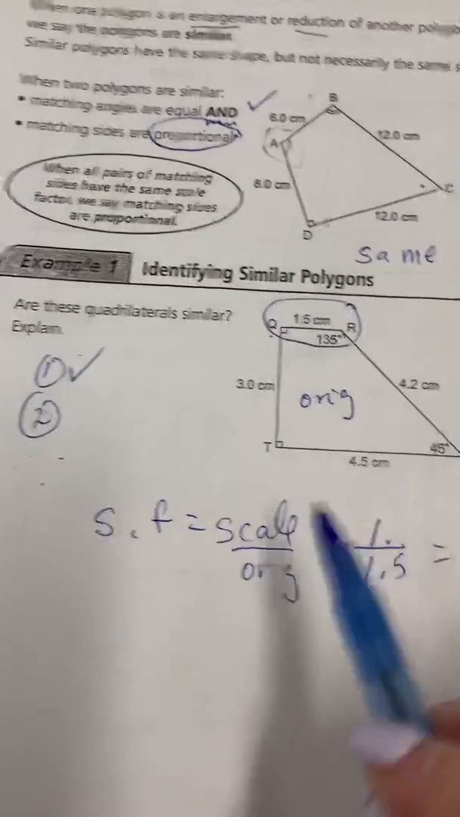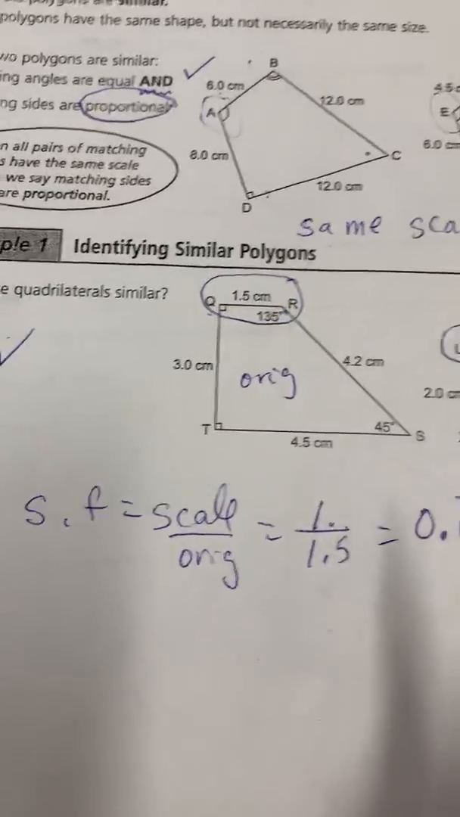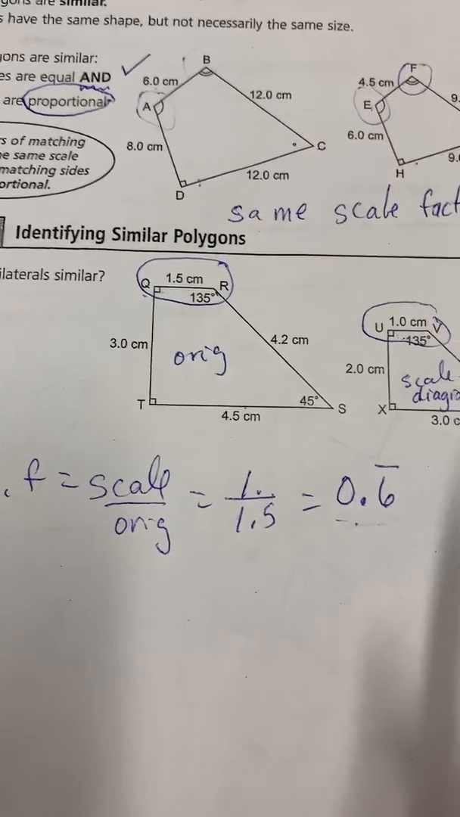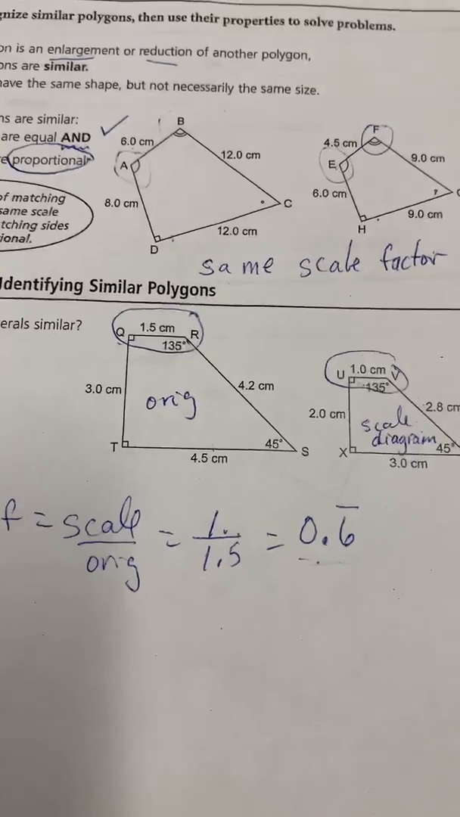Now, if these are similar quadrilaterals or similar polygons, what we're going to see is that each and every time we figure out the scale factor of a corresponding side, we're going to get 6/10 repeating.